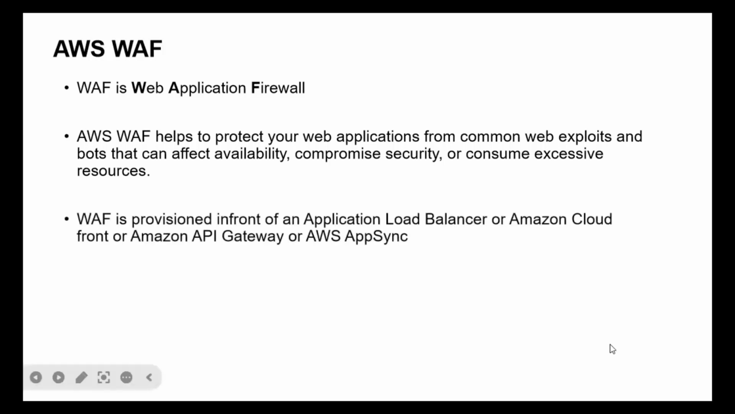Generally, WAF is provisioned in front of an application load balancer. In real-time scenarios, it is mostly provisioned in front of the application load balancer, behind which you might have some web servers running. You can also provision a WAF in front of an Amazon CloudFront distribution. If you are hosting your web application using a CloudFront distribution, which in turn leverages the edge locations, WAF can be provisioned in front of the CloudFront distributions as well. Or it can be provisioned in front of the Amazon API Gateway or AWS AppSync. But in most cases, it is provisioned in front of an application load balancer.